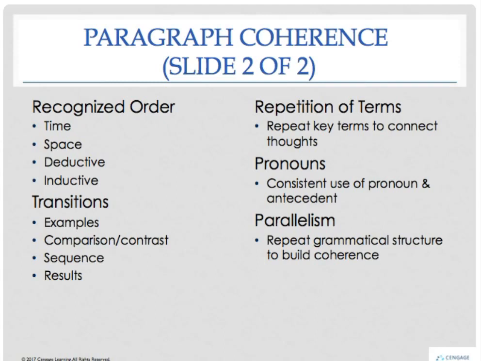Often you'll find this in argumentative papers or persuasion papers because you can't let the reader forget what your main purpose of writing is. And with our paper, which is a definition paper, you're probably going to see the keyword repeated a few times. Pronouns. This is a consistent use of pronoun and antecedent, which if you don't remember what those are, you can use your handbook. And finally, parallelism, which is where you repeat the grammatical structure to build coherence.